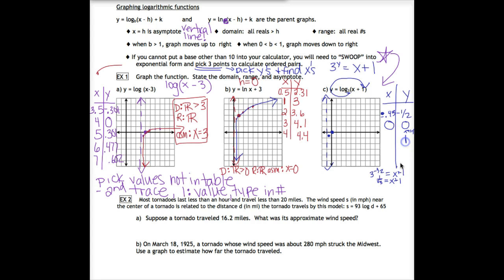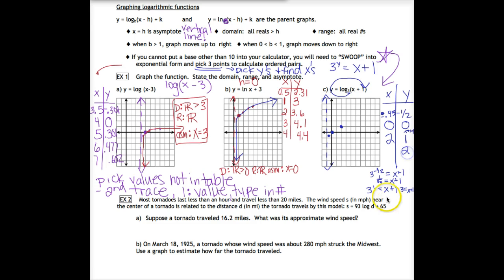When y is 1, again, all I'm doing is plugging it into my exponential, my swoop. 3 to the first equals x plus 1. So when y is 1, my equation becomes 3 equals x plus 1. That one's super easy to solve. Subtract 1 and x is 2. So the point (2, 1), I graph.